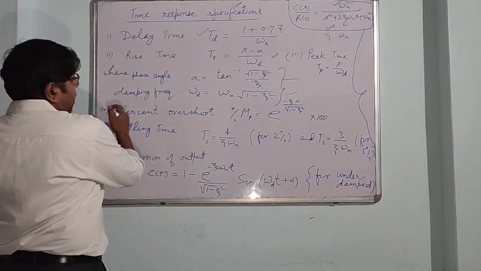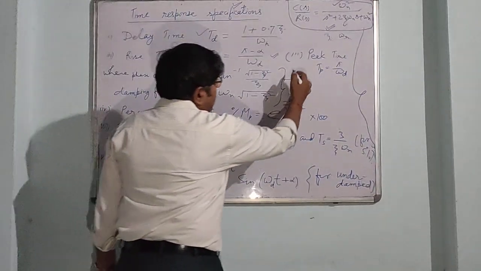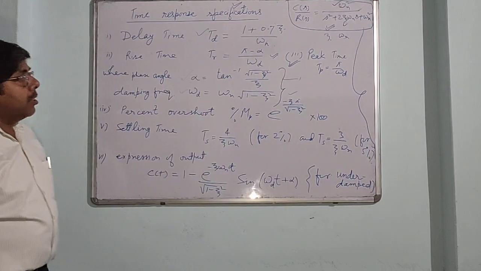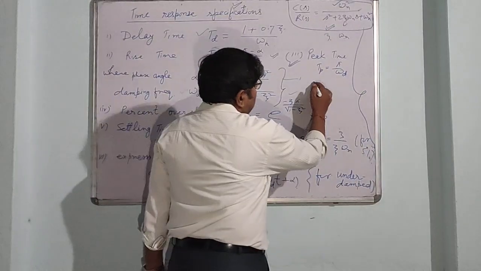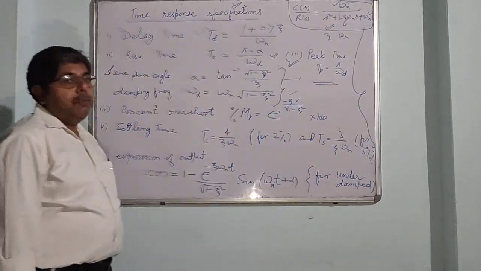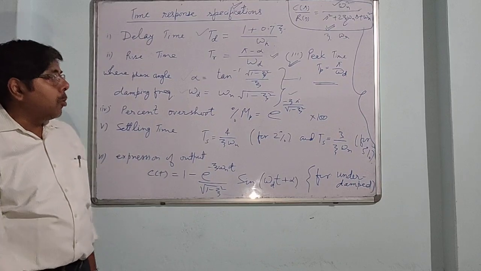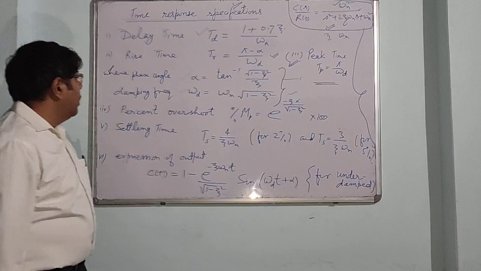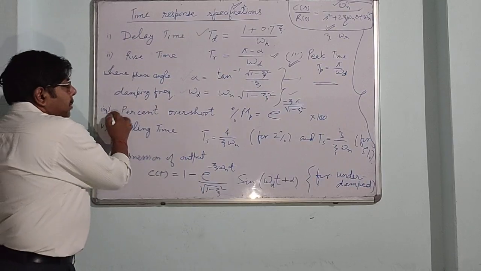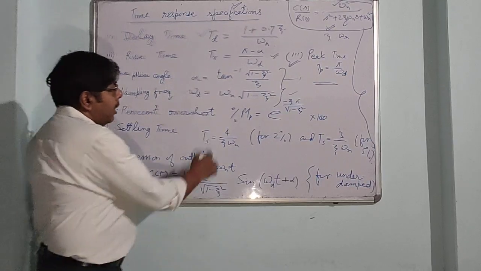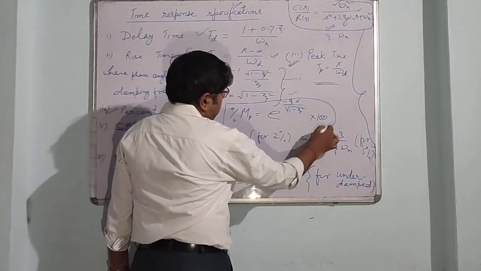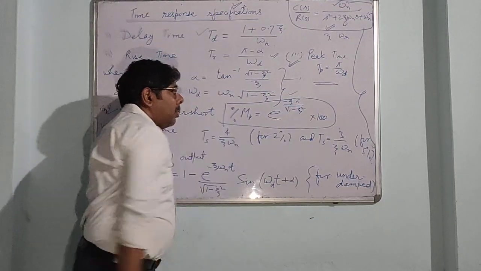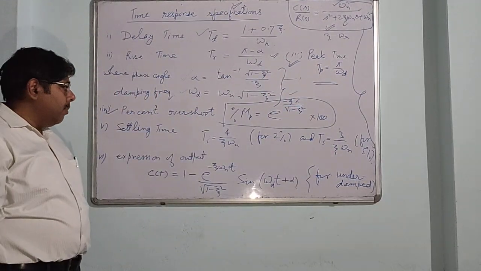Similarly, here we have one more parameter, peak time. This is the first peak. This is the time to achieve the peak value of the output. So Tp is pi upon omega d. And next is the percent overshoot. You can calculate percent overshoot by using this expression, e to the power minus pi zeta upon under root 1 minus zeta square, into 100.